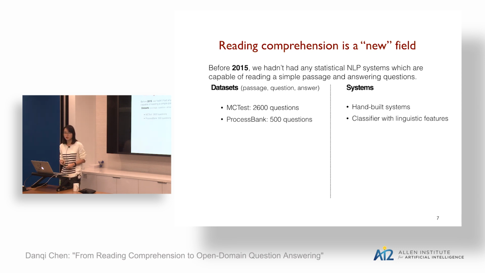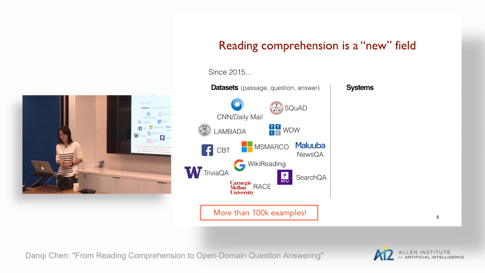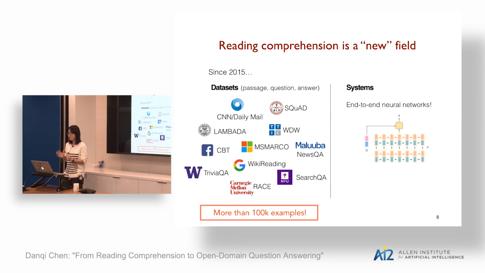So what has changed after 2015? You can see that a lot of datasets have come out in the last 2 years. These datasets are collected from different corpora, like news articles, Wikipedia, or children's books, and they try to characterize very different aspects of language understanding. But a common thing among all these datasets is that they all contain 100,000 questions. By this data scale, we are starting to be able to build reading comprehension systems that try to understand the text and answer questions. If we look at the system aspect, there has been a revolution in which all the hand-built systems or linear classifiers have evolved into end-to-end neural networks, which I will explain in a minute.